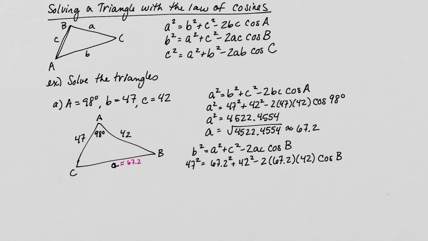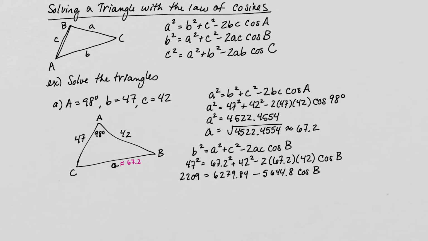And so there's a couple things to work out here. So first we have 47 squared. Whoops. So 47 squared is 2,209. And then if I did 67.2 squared plus 42 squared, that's going to be 6,279.84 minus, if I do 2 times 67.2 times 42, that's going to be 5,644.8 cosine of B.